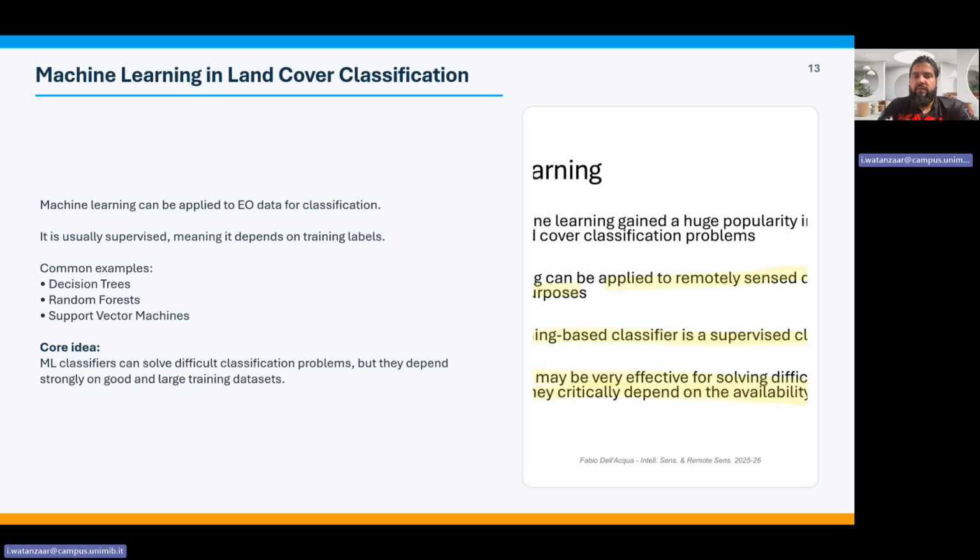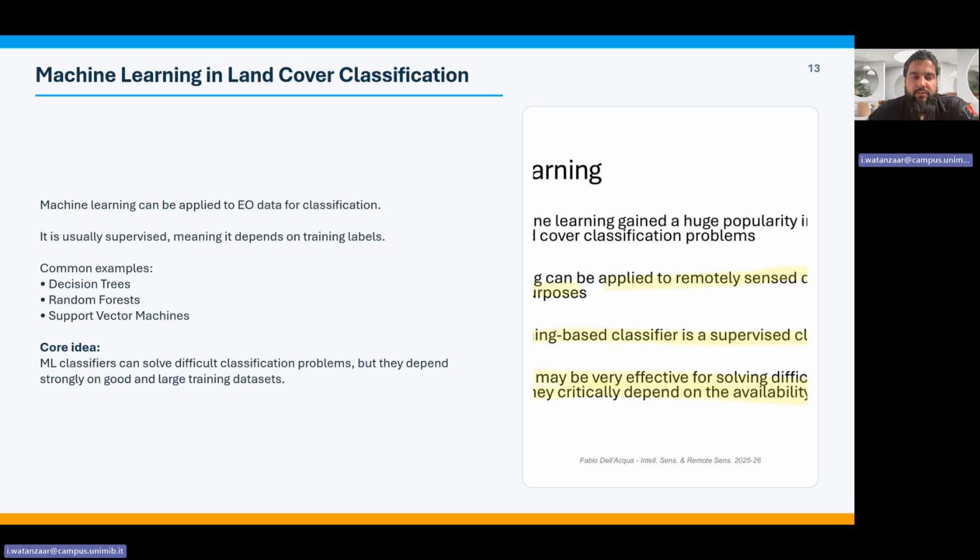Machine learning and land cover classification, that is the main application. Machine learning can be applied to Earth observation data for classification. It is usually supervised, because we know about the classes; our classes are predefined, meaning it depends upon the training labels. Common examples of machine learning in land cover classification are, as I said, supervised classification, and the reason behind that is we are predefining the classes.